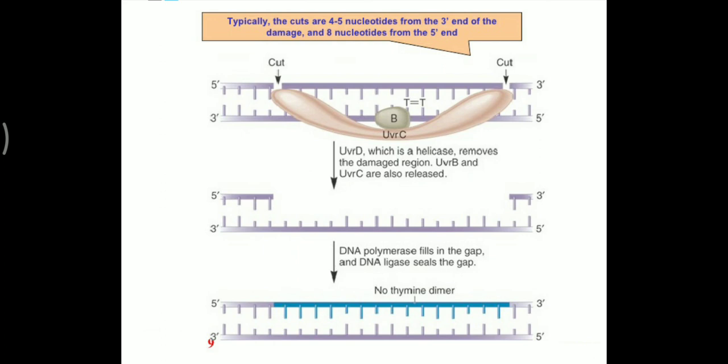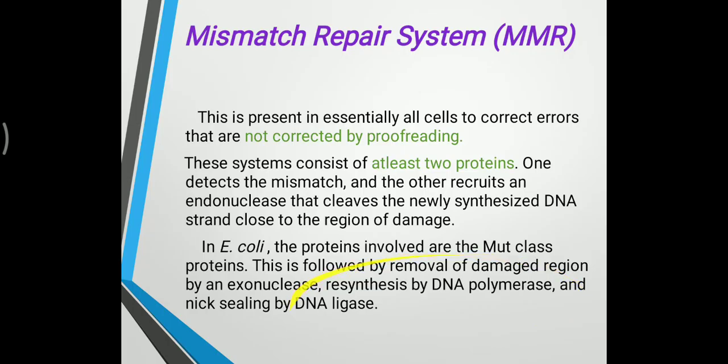Then the DNA polymerase enzyme fills the gap, forming a complementary strand by adding the complementary nucleotides in this region. The DNA ligase seals the gap, the breakage in the segment of the DNA. By this we can see that there is no pyrimidine dimer, that is thymine dimer, in the segment of the DNA. Thus the repair mechanism is completed.